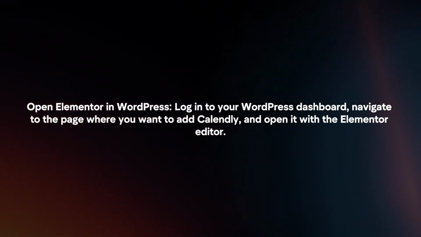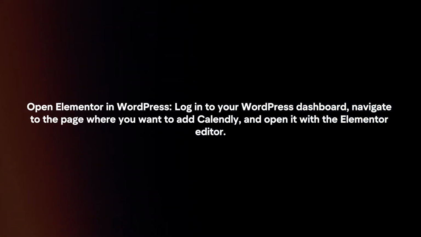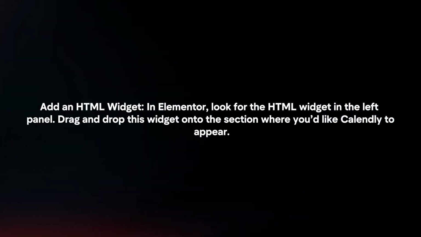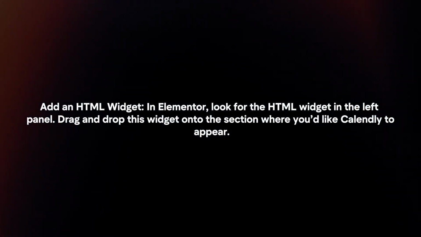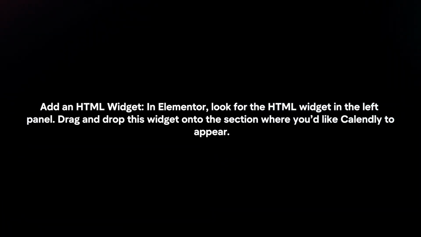Open Elementor in WordPress. Log into your WordPress dashboard, navigate to the page where you want to add Calendly, and open it with the Elementor editor. Add an HTML widget. In Elementor, look for the HTML widget in the left panel. Drag and drop this widget onto the section where you would like Calendly to appear.